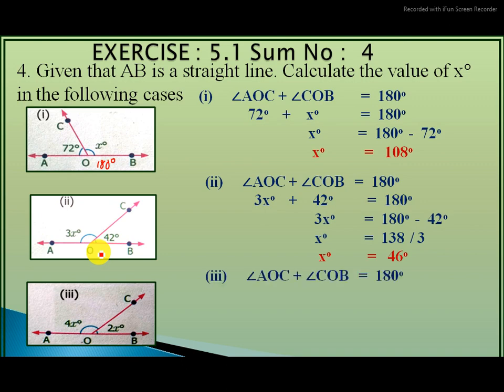When you look at the next diagram, both are x values. That is, angle AOC is 4x and angle COB is 2x. But anyway, we know that they add up to 180 degrees. So let's find the value of x. 6x is equal to 180. So x is equal to 180 divided by 6, which is 30 degrees.